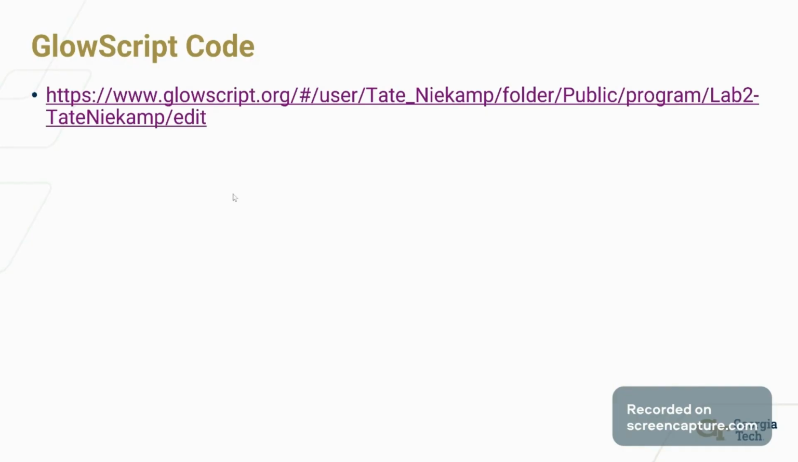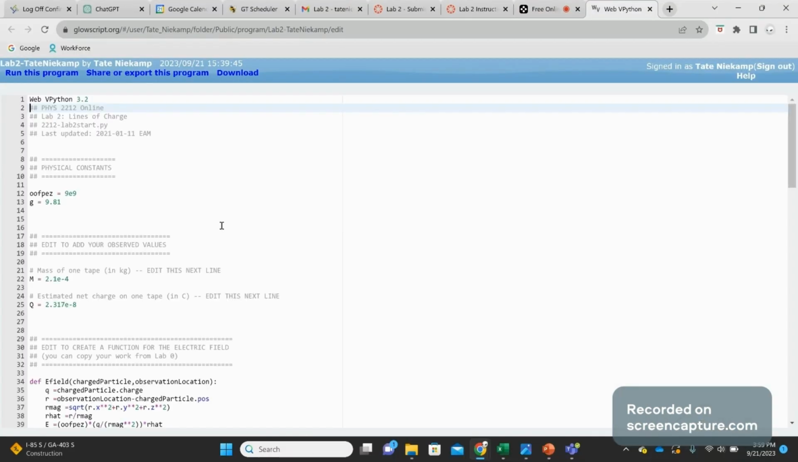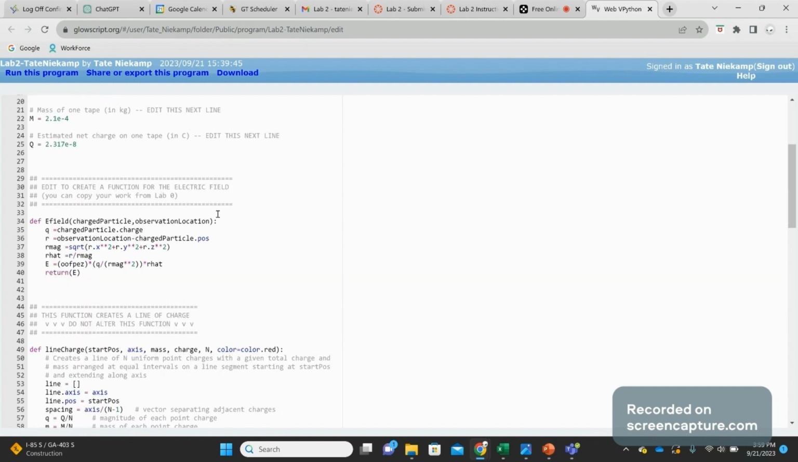Conclusion. Jumping into my code. Skip verification. So here's my code for this lab. You can see the estimated charge on the tape there.